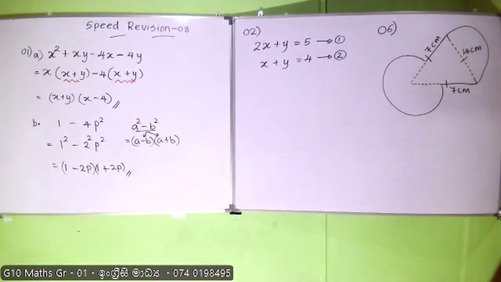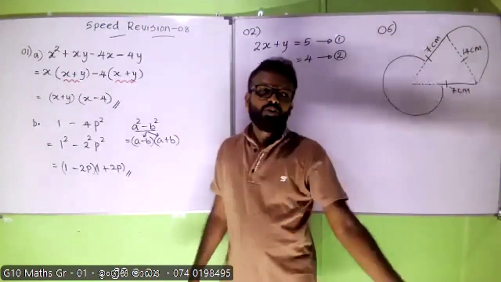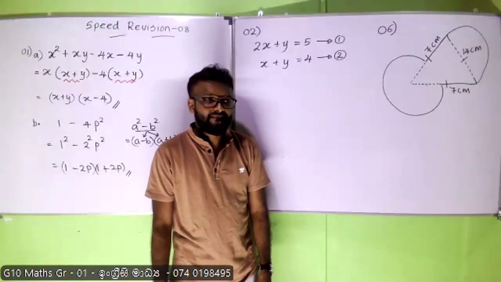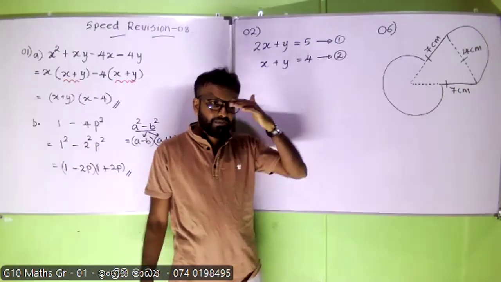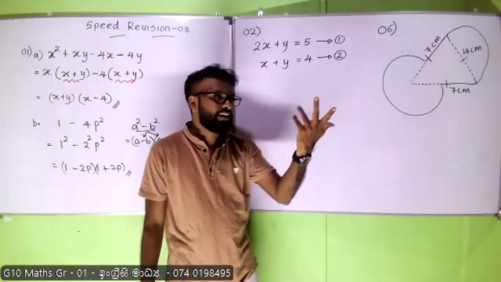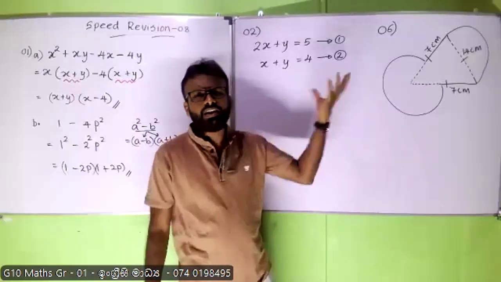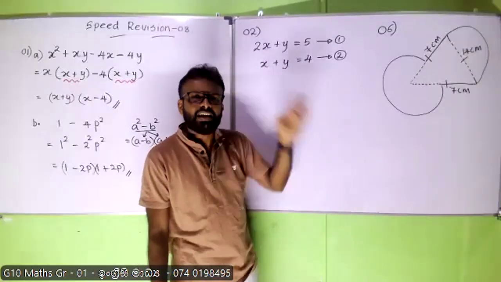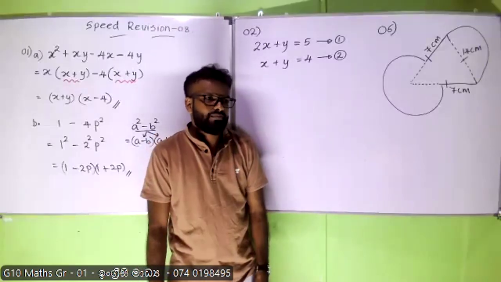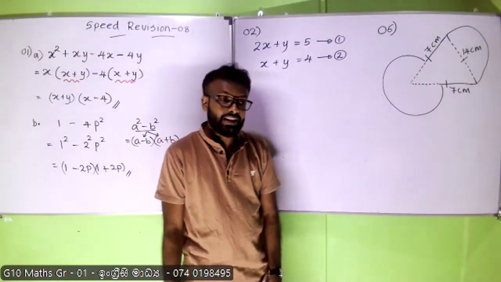Y. Super. Why? Why are you going to eliminate y? What's the reason? What is the reason? To find x, yeah, to find x. Yes, that is the ultimate goal. But why did you choose y? You can choose either x or y. Why don't you choose x? It has one number. How is that?